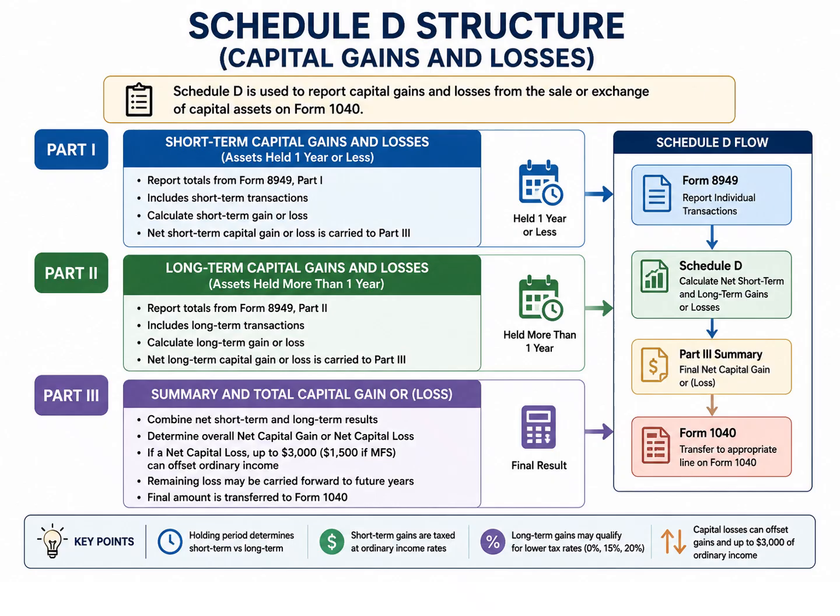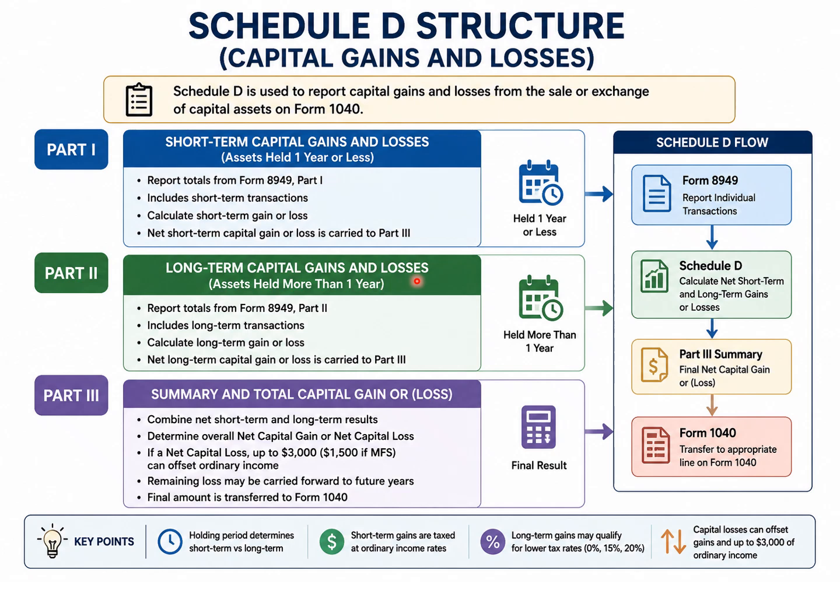Okay, so this is the overview of Schedule D, wherein we already mentioned that it has three parts. Part 1 is short-term capital gains and losses, which reports the total from Form 8949 Part 1, including short-term transactions, and calculates the short-term capital gain or loss. The net short-term capital gain or loss is carried to Part 3.